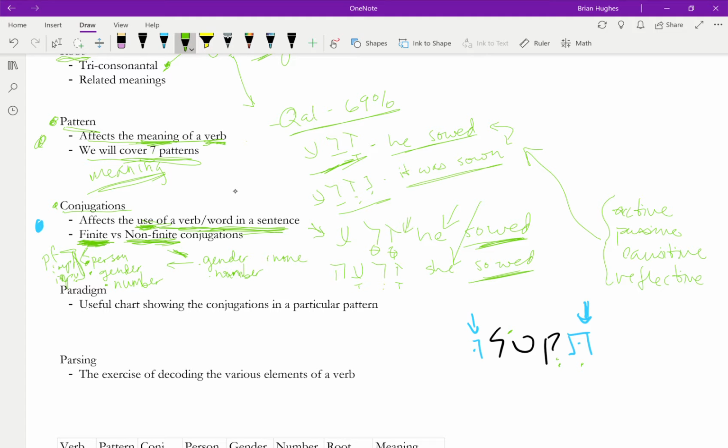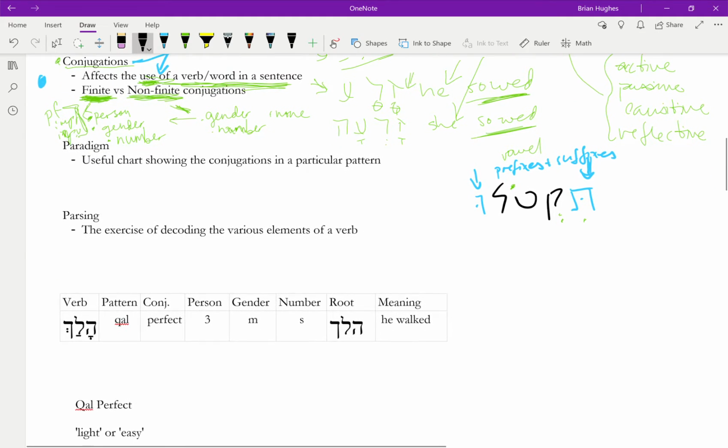So a pattern is most often expressed in the vowels, the vowel pointing, whereas the conjugation is most often expressed in prefixes and suffixes. But the point: pattern affects meaning, conjugation affects use. And verbs are always going to be in a certain pattern, they're always going to have a certain conjugation.